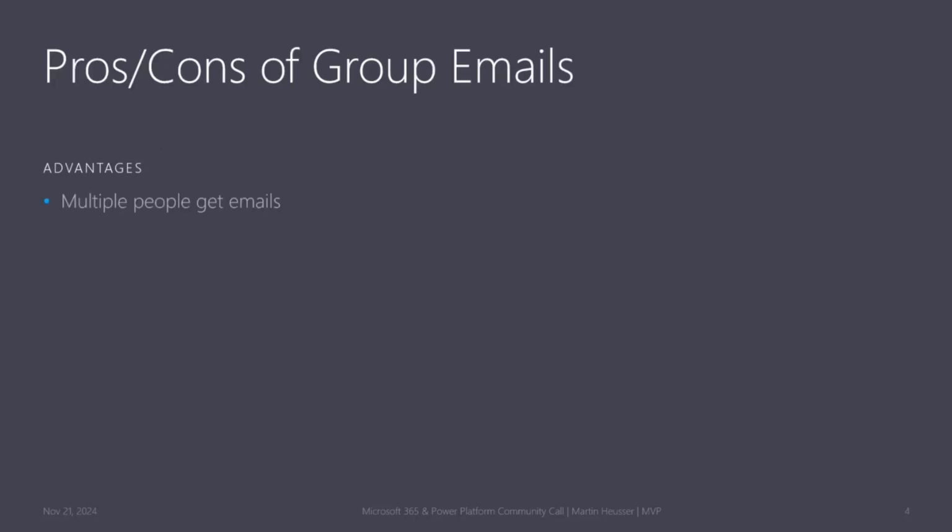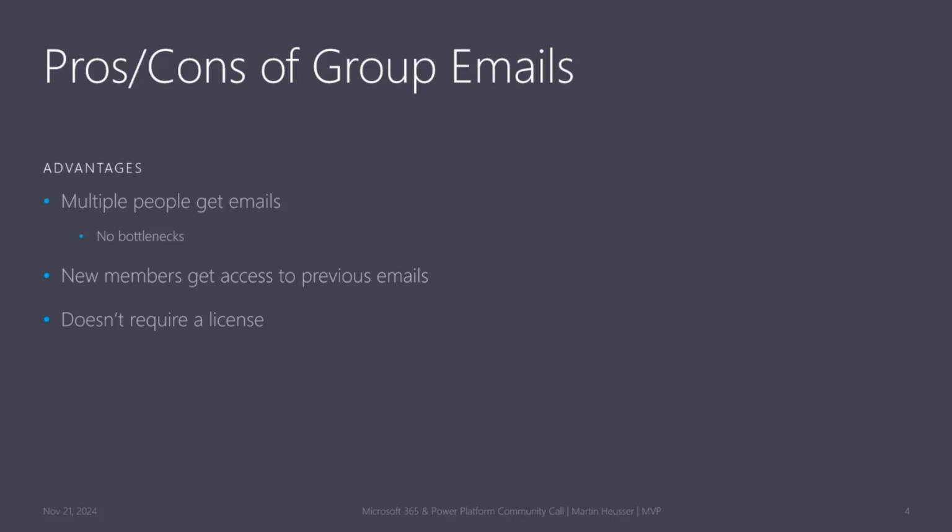So obviously, one advantage is that multiple people get the emails, so there's no bottlenecks. It's not like a single person or a single point of failure if somebody's out of the office, etc. New members of these groups get access to all the previous emails because it's not like a distribution list, so they can just go back and see all the emails that already came into the group before they even started or were added to a group.